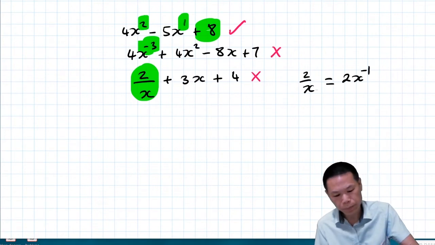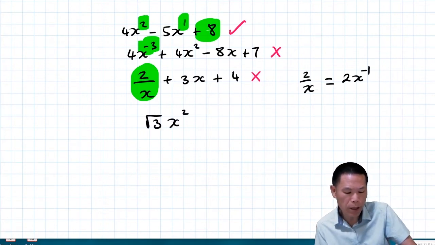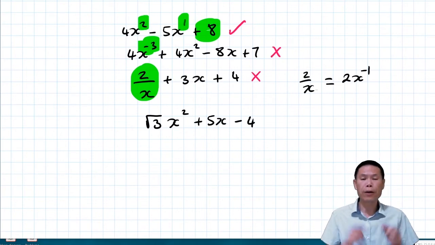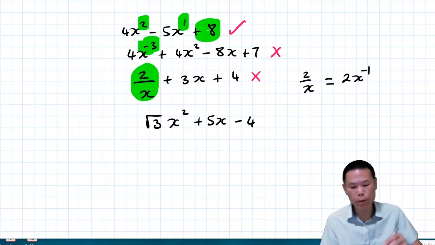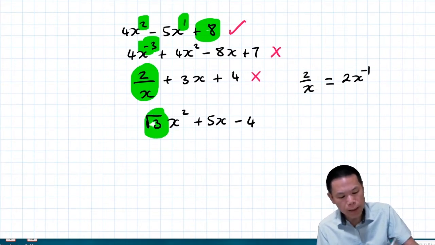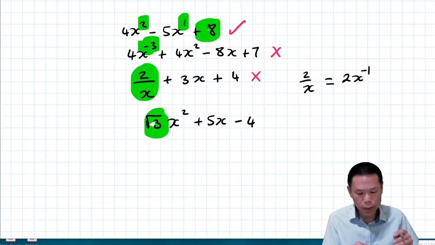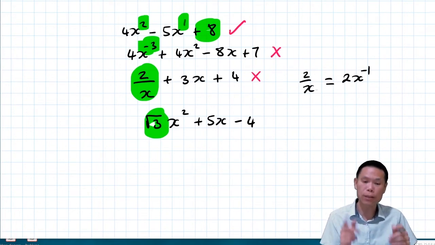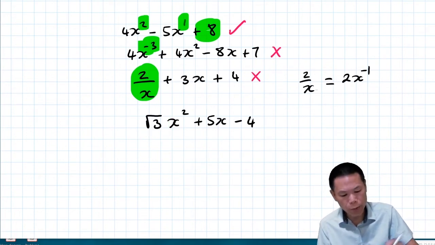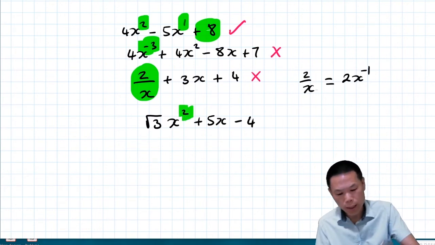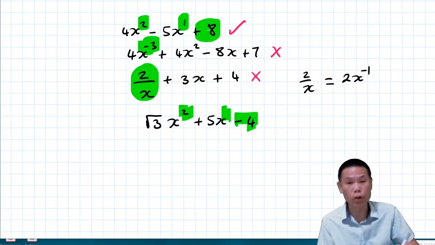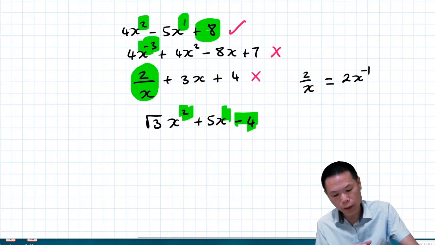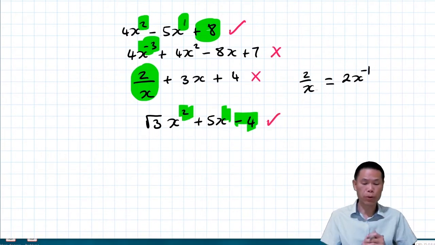Next one. Square root of 3 x squared plus 5x minus 4. Is it a polynomial or not? Yes, that is correct, it is a polynomial. Even though it has a square root of 3, in this case 3 is the coefficient of x squared, so it doesn't really matter. The most important thing is that we have x to the power of 2, then x to the power of 1, and then minus a constant, or x to the power of 0 if you like. So therefore, it is a polynomial.